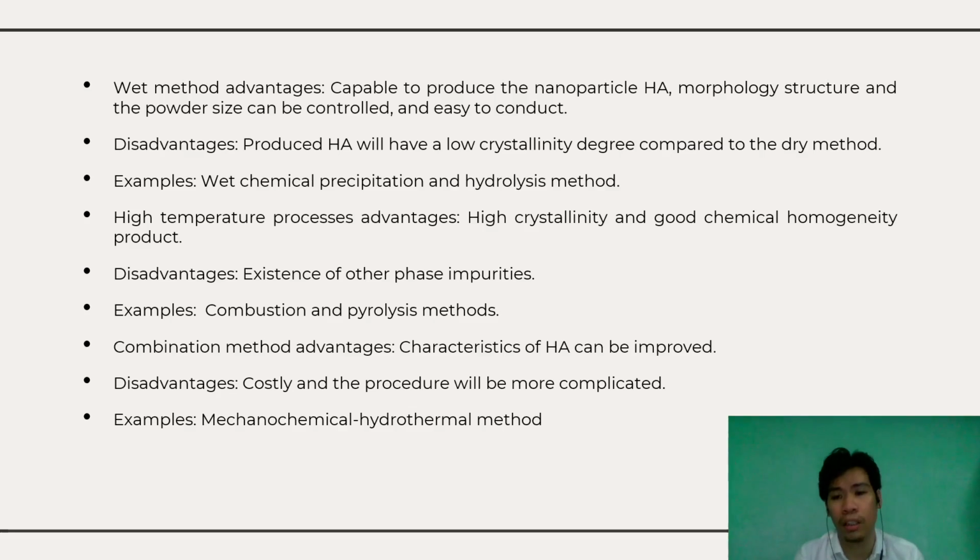And lastly, the last HA preparation method is the combination method, which combines two or more methods to produce the HA. The advantage of the combination method is that the characteristics of HA can be improved. However, it will be costly and the procedure will be more complicated. An example of combination method is the mechanochemical hydrothermal method.